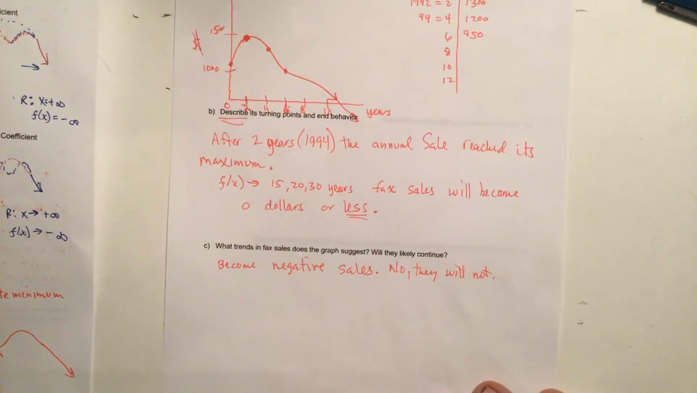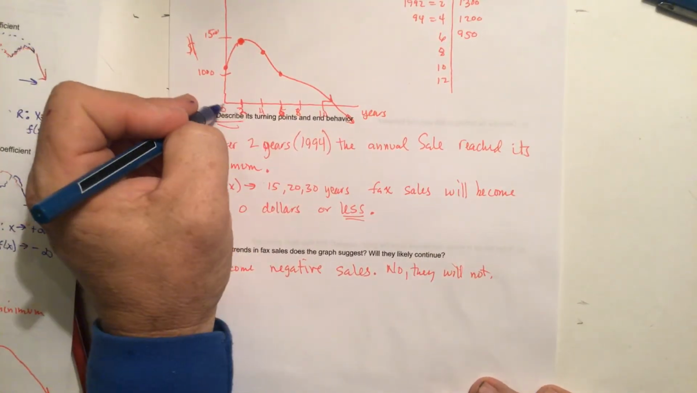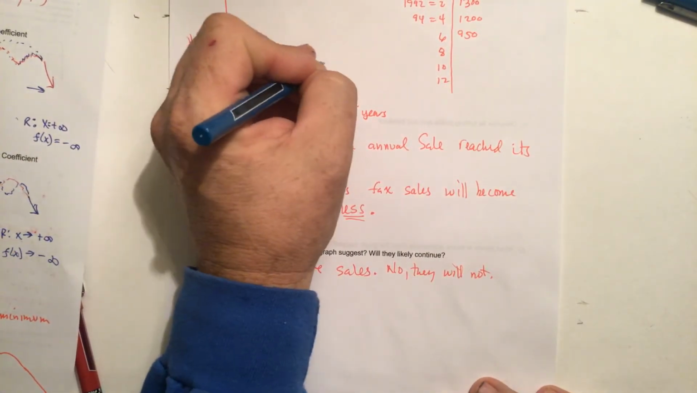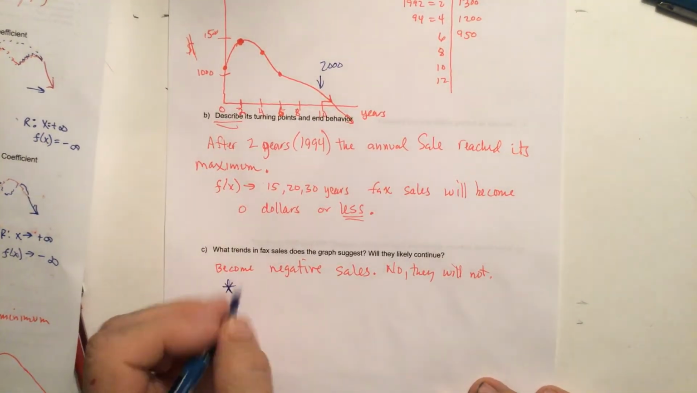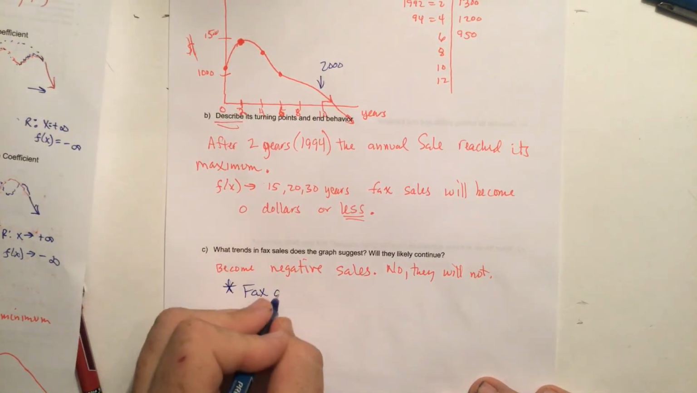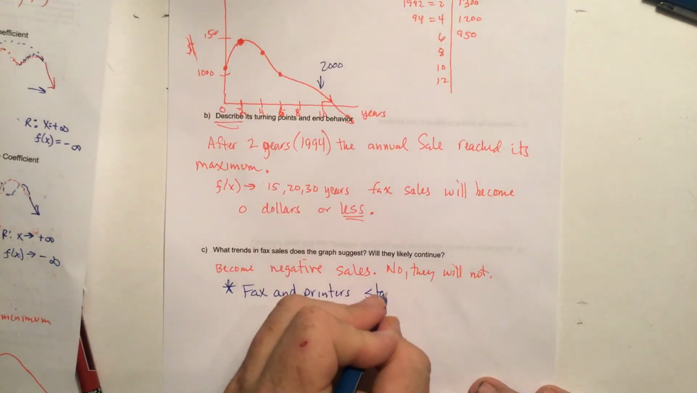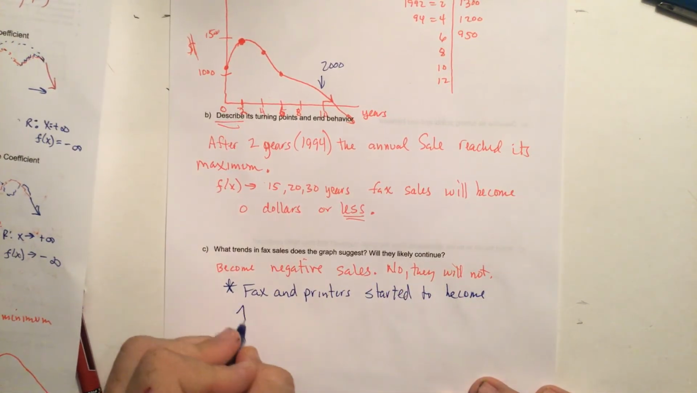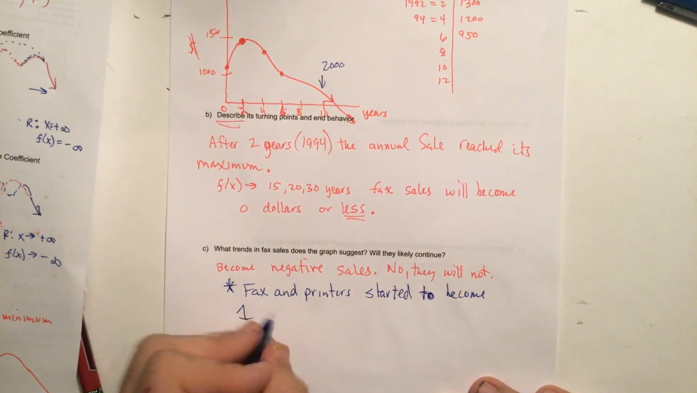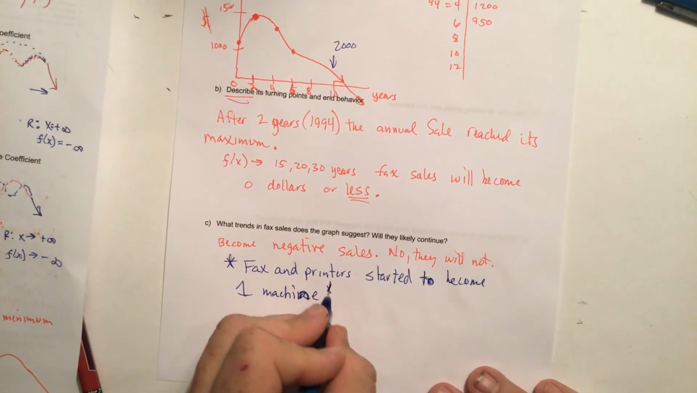So here's a computer lesson. Why did fax sales trend this way? Well, if you start at 0, this is year 2000, and that's right when computers took off. So faxes and printers right here started to integrate. So one machine. That's just a little history lesson there.